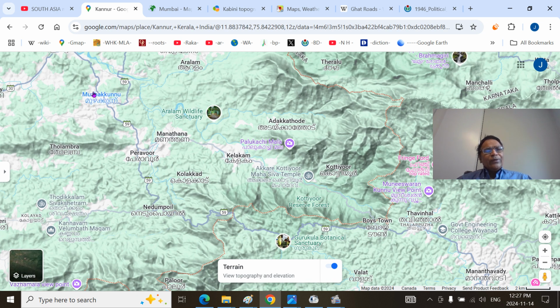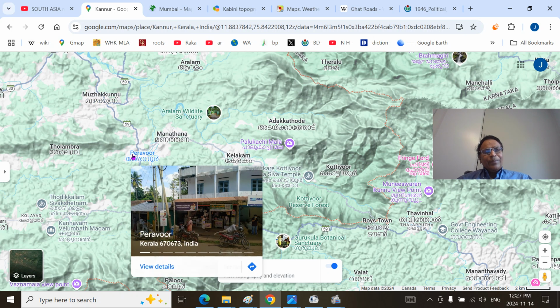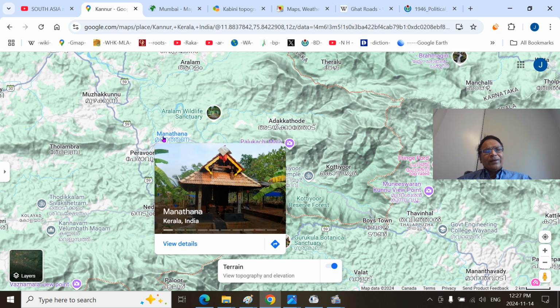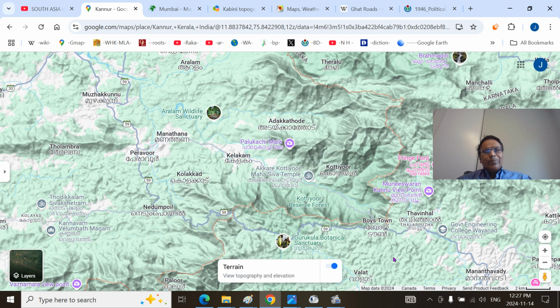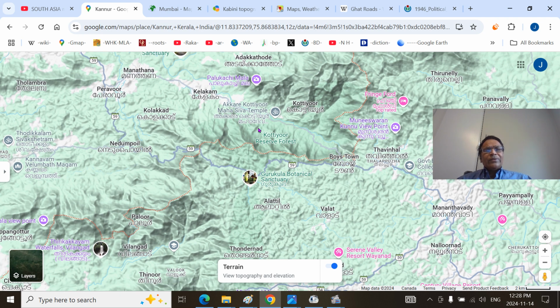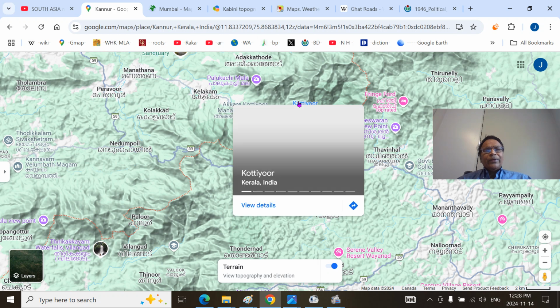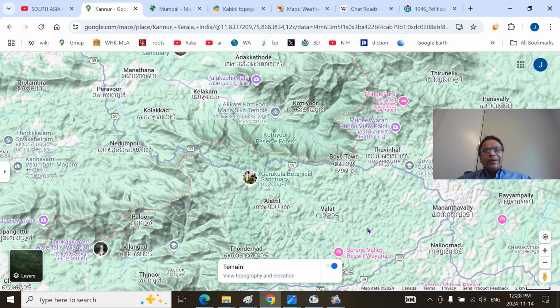So Peravoor, and from Peravoor, we can go to Manathana town, then the Kelakam town. The important point is Kottiyoor. You have Kottiyoor forest, you have the Kottiyoor, that's the Aralam river here, then the roadway. So this is the Kottiyoor, that is the Bavali river. And the pass is actually here. That's Kottiyoor. This is Ambayathode.